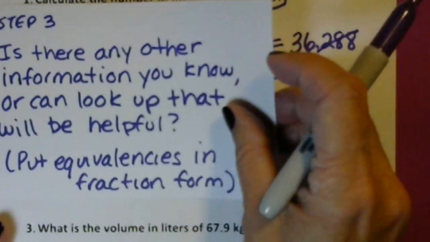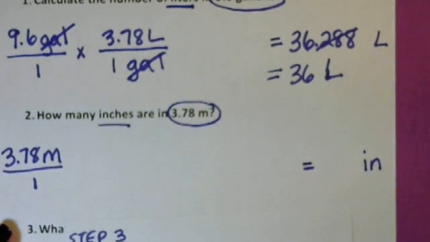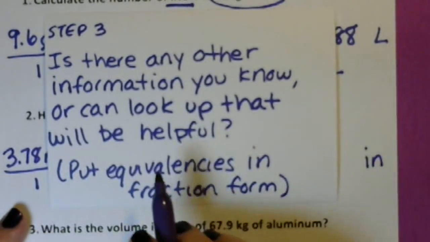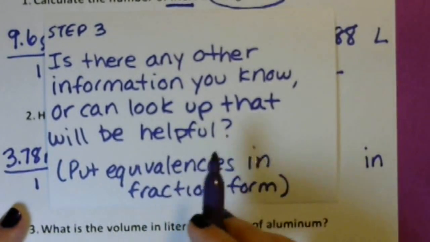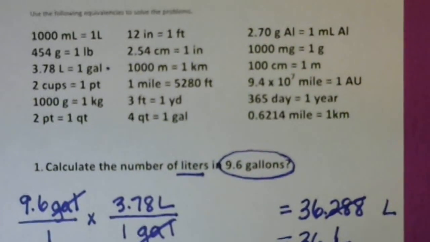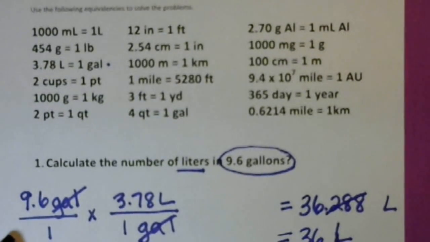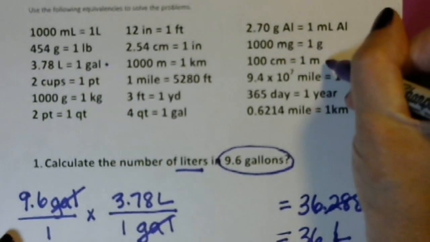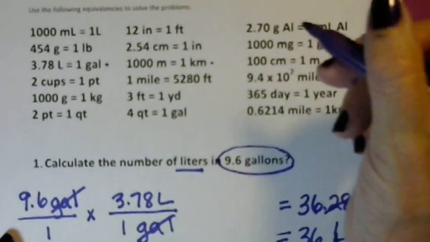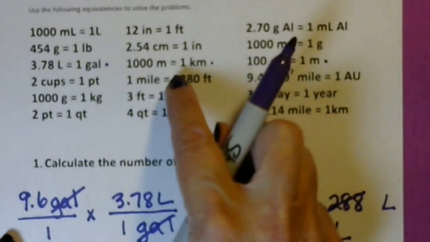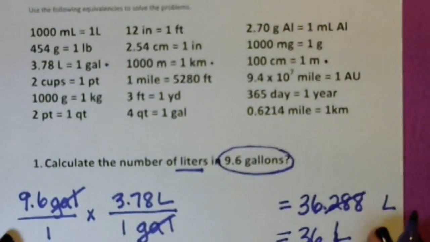Step 3. Is there any other information that we need? Because we're kind of stuck. That's all we were given in the problem. So yes, I need more information. Either I know it off the top of my head, or I can look it up and I'm looking for things that are equal to each other. Well, I go back to my handy chart up here, and I'm going to look for things that involve meters and inches. I know I'm going to have to get rid of meters, so let's look at what we have about meters. Now we got some problems this time because I have more than one thing that involves meters. I have that there's 100 centimeters equals 1 meter, and I also have that there's 1,000 meters in a kilometer.